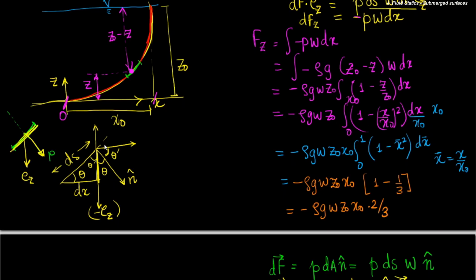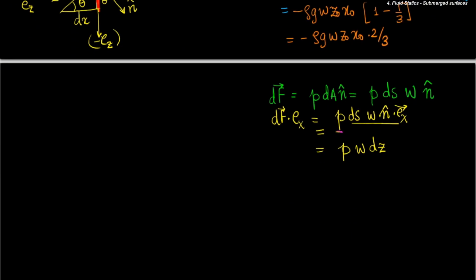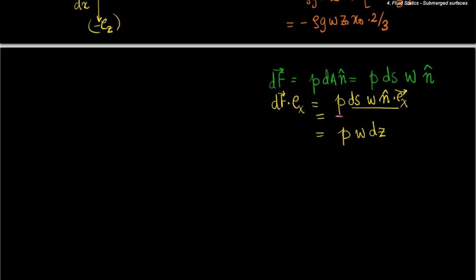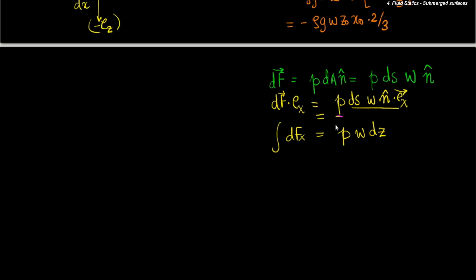So cos of theta prime will be the projection of ds on this. So let me mark it by red. Cos of theta prime will be the projection of ds on this red line, and that will be dz. So it will be integral pw dz. So this is dfx, and then we can integrate it, so it will become integral pw dz, and this is essentially integral rho g (z naught minus z) times w times dz.